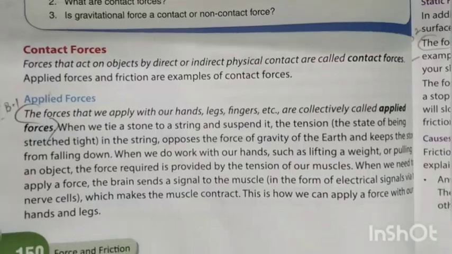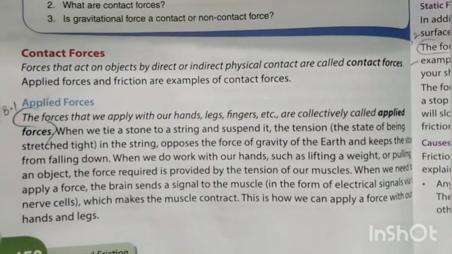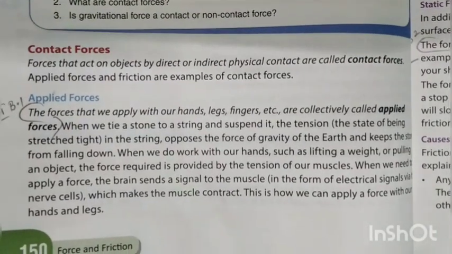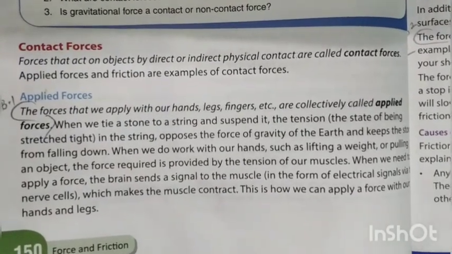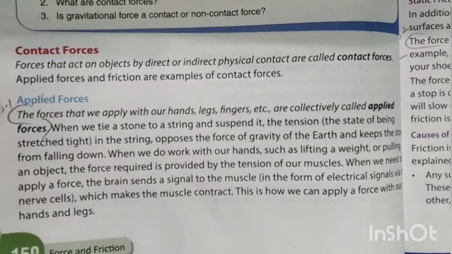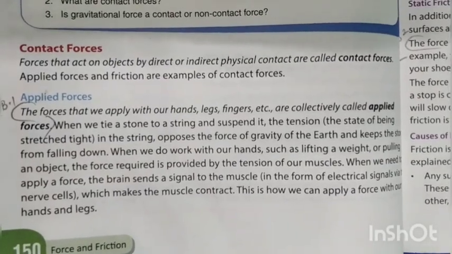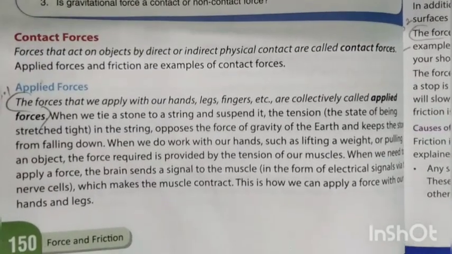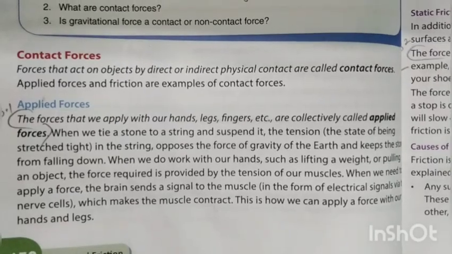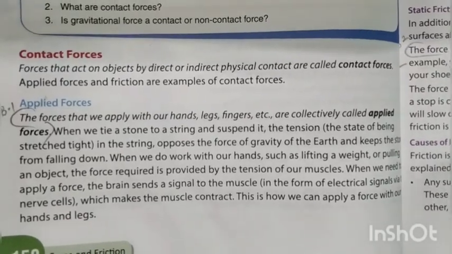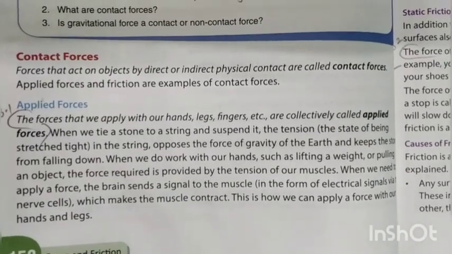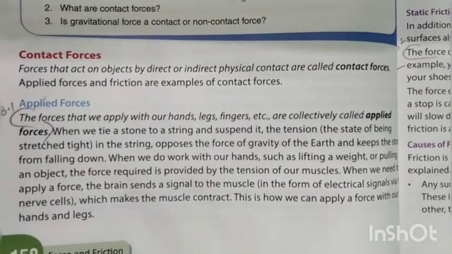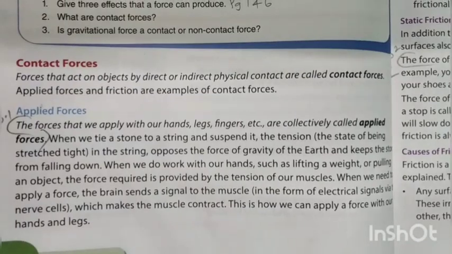So, when we need to apply a force, what is happening there? The brain is sending a signal to the muscle. So, this signal will be sent through the nerve cells, and these nerve cells will make the muscle get contracted. So, that's why when we apply a force, we are doing our work or we are applying a force with our hands and legs. Okay. Now, let us see an activity.